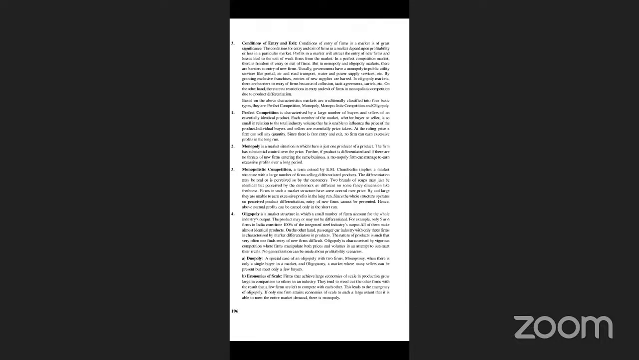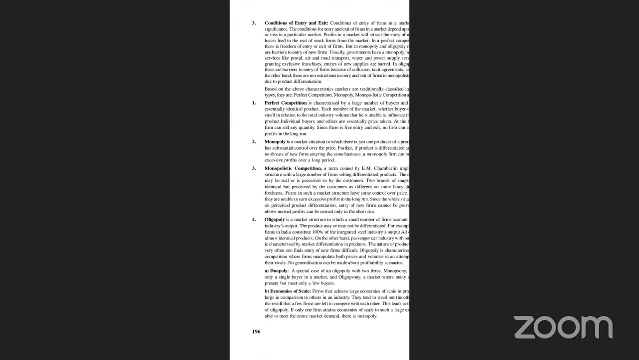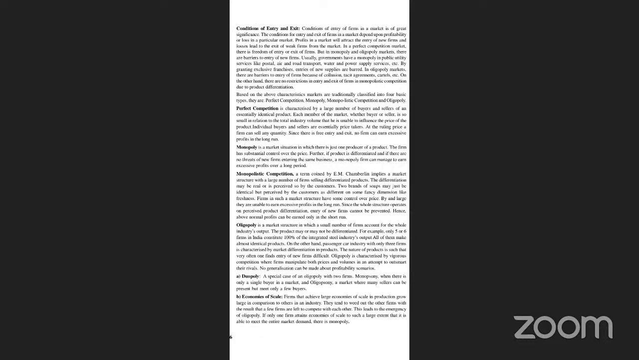And next we have conditions of entry and exit. In this, you have various forms of market: perfect competition, monopoly, monopolistic competition, and oligopoly. Now, what is perfect competition? It is where a large number of buyers and sellers of products are available. There is free entry and exit in perfect competition.